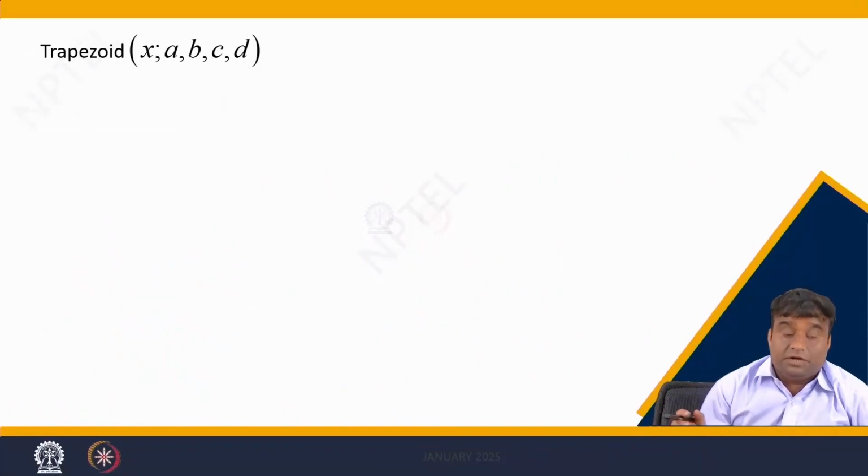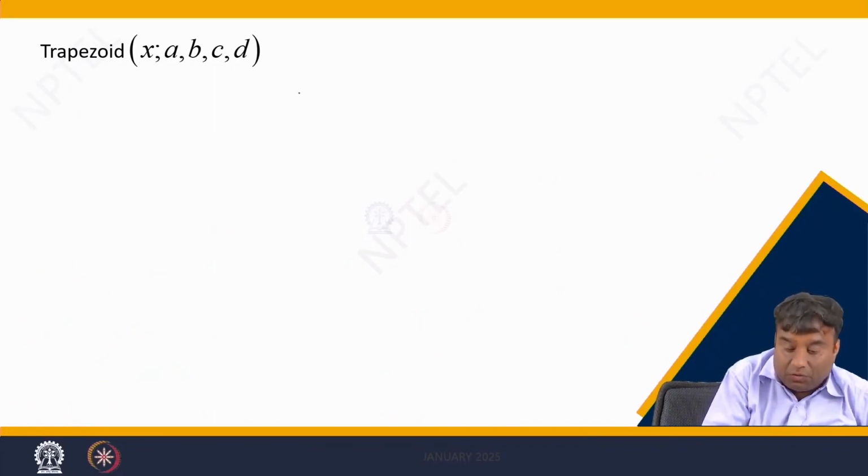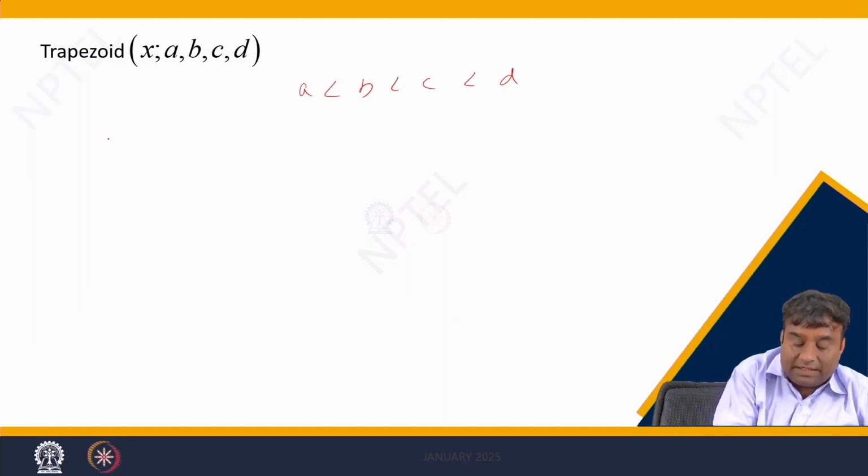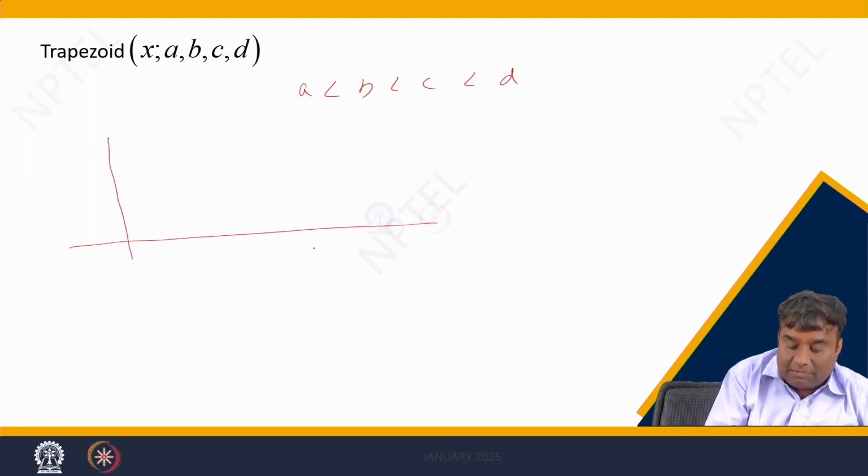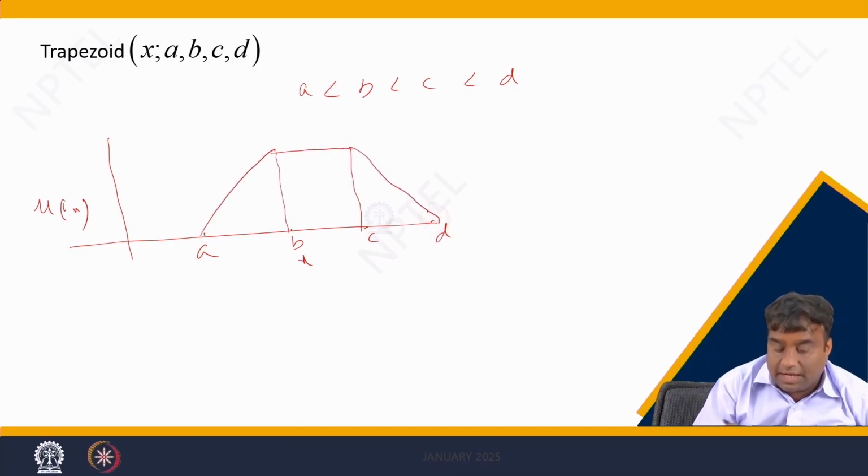Now trapezoid. Here the same thing: a, b, c, d are known as parameters with the condition that a is less than b, b is less than c, c is less than d. So that is the trapezoid. You can draw the diagram with x and mu x. Four points are there, a, b, c, d. Let at b it is 1. This is the diagram a, b, c, d.